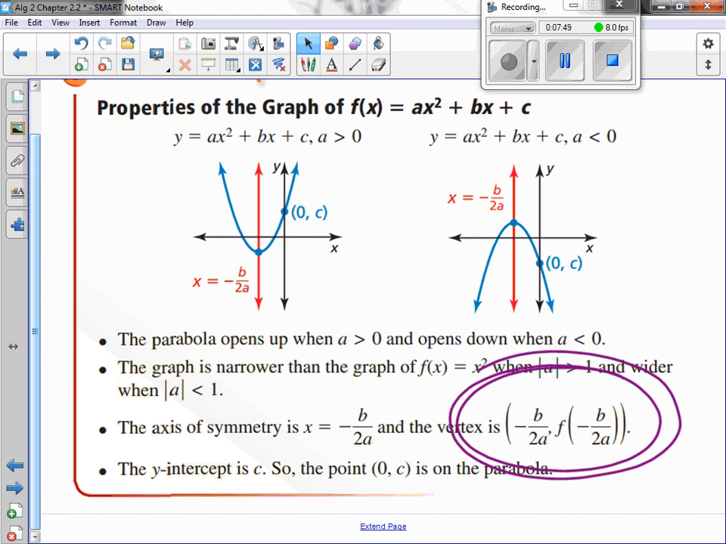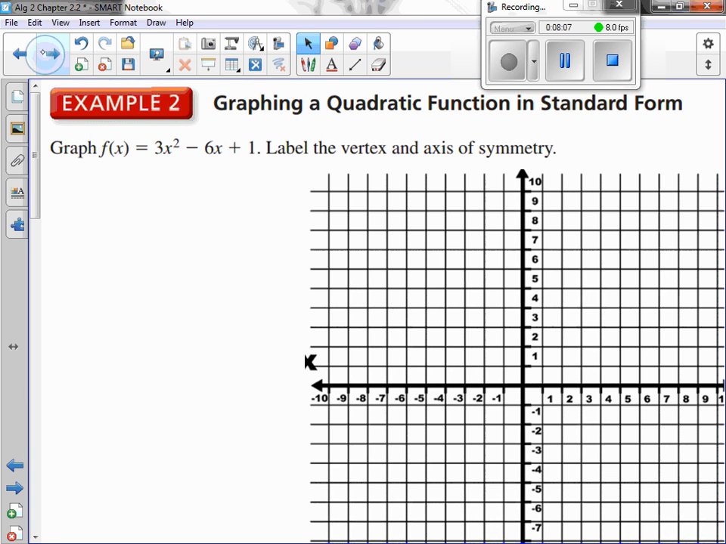If you can't keep that straight, what do you do? Graph it. There's nothing wrong with graphing it. Okay? Questions on this here so far? Okay. Now this probably looks a little confusing. Negative b over 2a and f of negative b over 2a. It'll be easier than what you think.